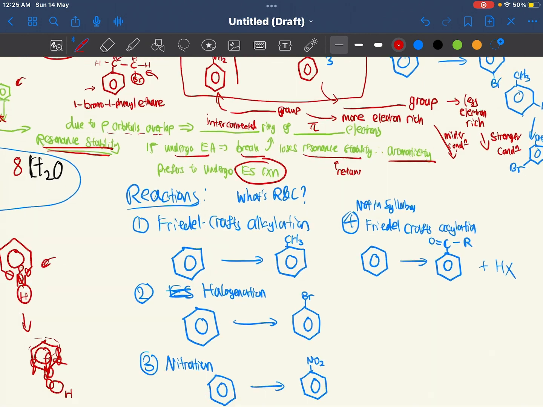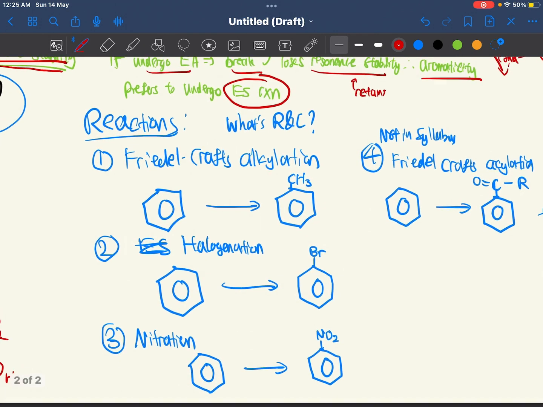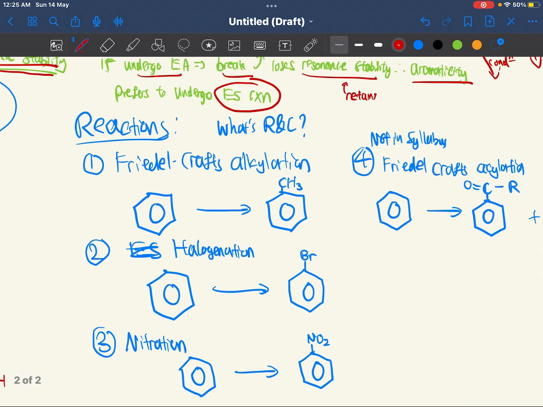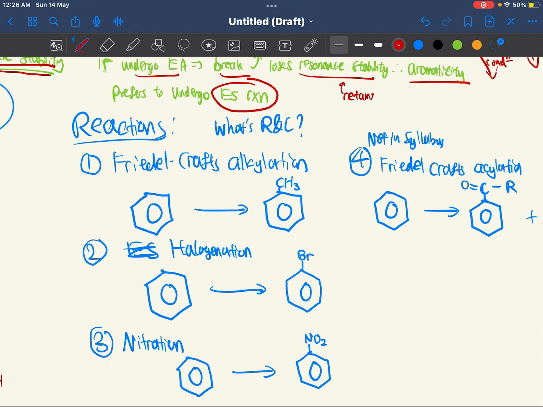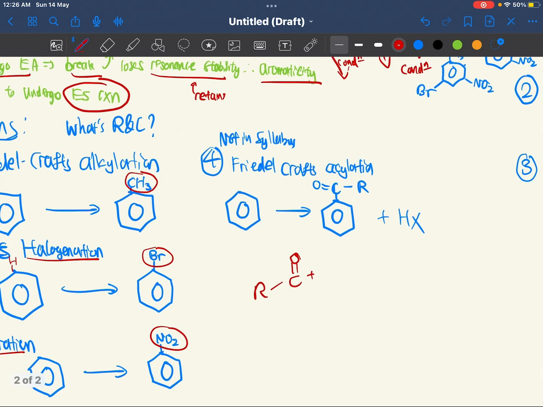Alright, so what are the reactions that we learned in our syllabus? There are actually 3 reactions. The fourth one is Friedel-Crafts acylation, which is not really in the syllabus, but it works kind of the same as the rest. For Friedel-Crafts alkylation, I'll be attaching an alkyl group to the benzene ring. It can be a methyl group, an ethyl group, etc. For halogenation, I'll be substituting one of the hydrogen atoms for a halogen atom. Nitration is the same, except I put a nitro group, NO2, inside there.